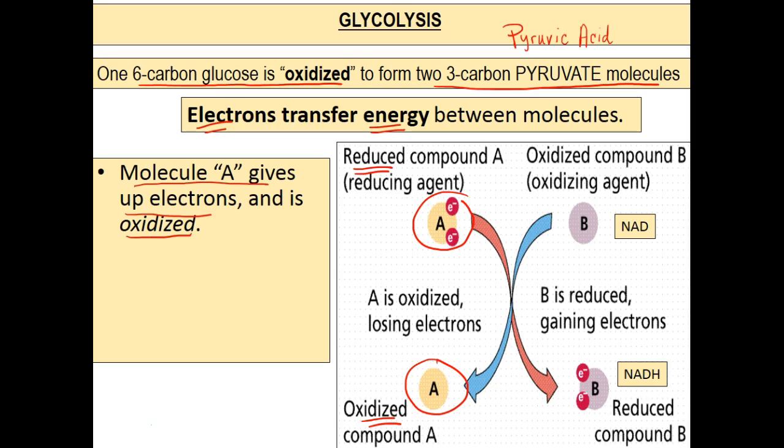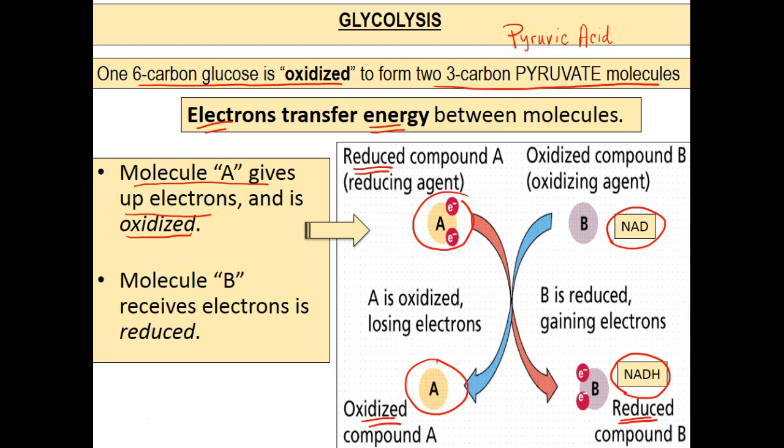And in the case of glycolysis, where are the electrons going? Well, we're starting with NAD, as we mentioned, and NAD is picking up the electrons, and now it's going to be NADH. So NADH is basically reduced NAD. NADH has the electrons that glucose used to have. So molecule B, receiving the electrons, is now reduced.